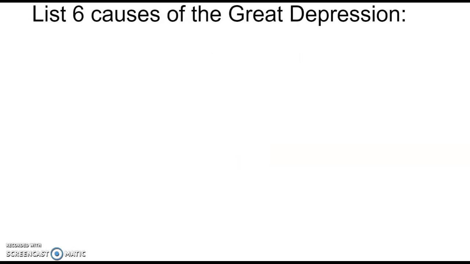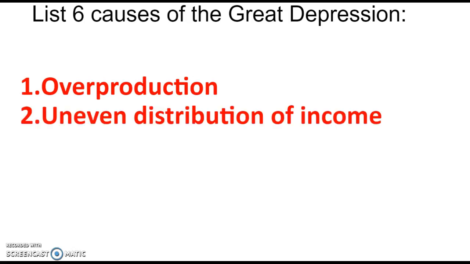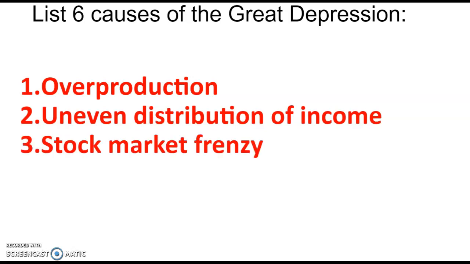List 6 causes of the Great Depression. 1 was overproduction of goods. 2, uneven distribution of income, meaning that a few people have a lot of money and a lot of people have little money. Number 3, stock market frenzy. People are going crazy investing in the stock market, risking their money, risking their life savings, their investments. And when the stock market crashes, they lose 100% of everything that they've ever owned.